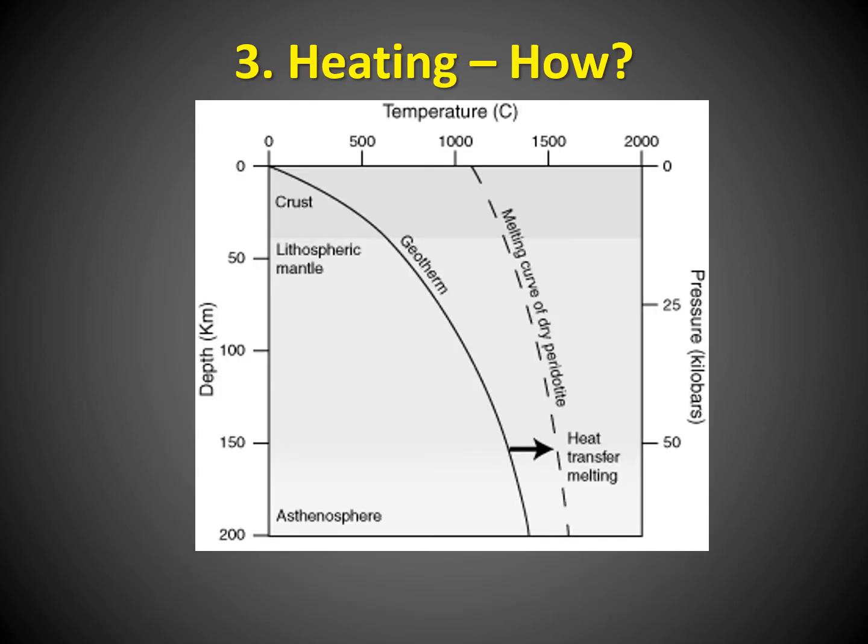Heating. Now, this is the tough one. Where are we going to get some heat from? We talked about the geothermal gradient not being enough. Maybe we can add some radioactivity. It's probably not enough. How are we going to get heat in here? This is the hard one to explain.